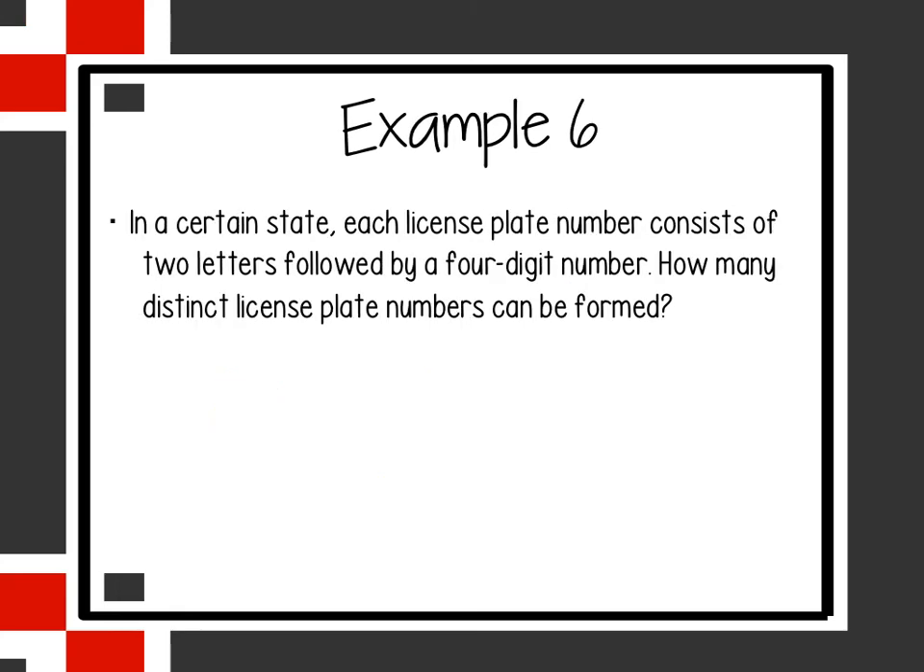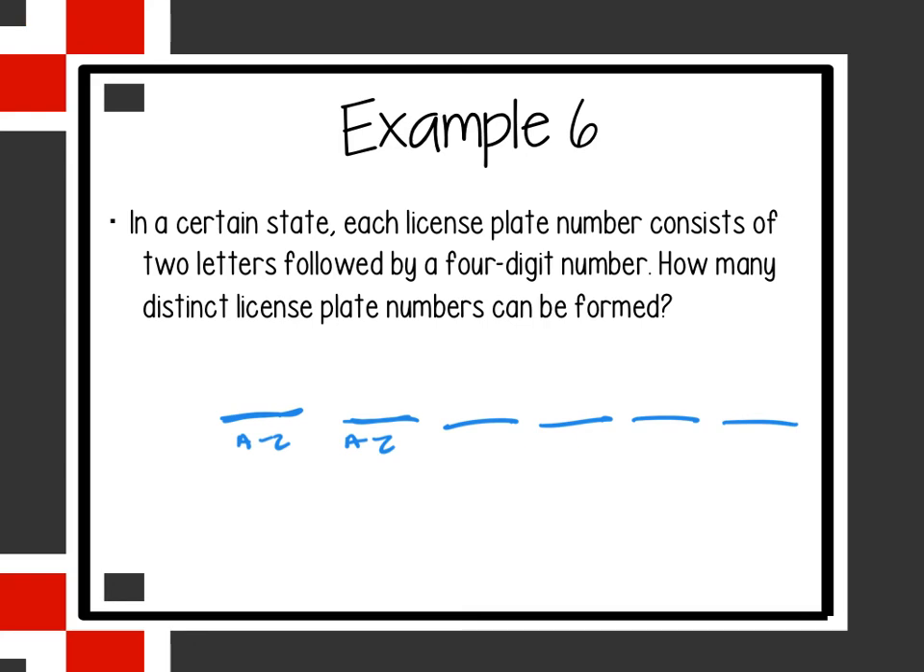All right, example 6 says, in a certain state, each license plate number consists of 2 letters followed by a 4-digit number. How many distinct license plate numbers can be formed? So 2 letters. Here's my A through Z. Here's my A through Z. And then a 4-digit number means there's 4 one-digit number spaces, right? What are one-digit numbers? 1 through 9. No, 0 through 9. How many are in that set? 10. Because we started at 0 and stop at 9, it's still 10. Does that make sense?